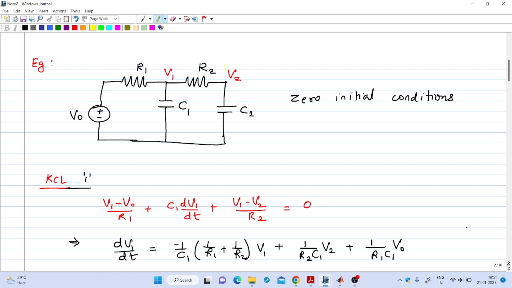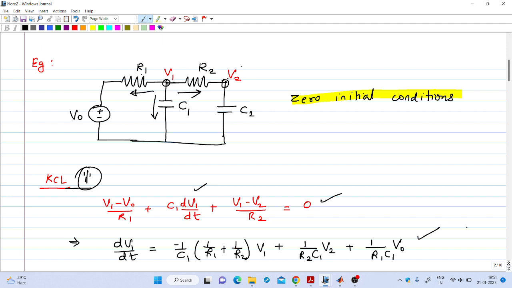Suppose we have an electric circuit like this, consisting of two resistances and two capacitances with zero initial conditions. We can write Kirchhoff's current law in these two nodes. At node 1, we can write (V1 minus V0) by R1, that is this current, plus C1 into dV1 by dt, plus (V1 minus V2) by R2 is equal to 0. This is KCL at node 1. If you rewrite, you will get this differential equation in V1: dV1 by dt equal to this RHS.